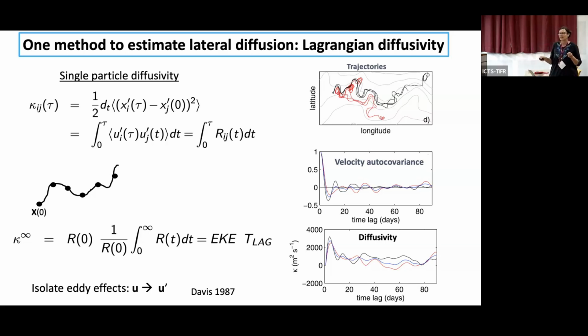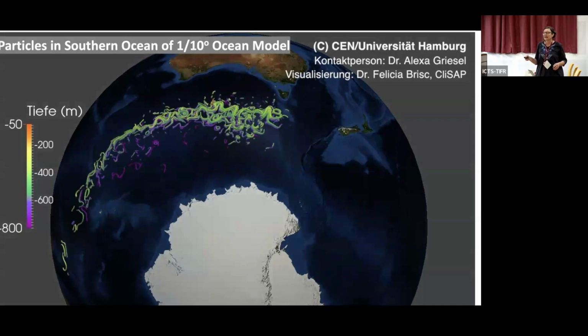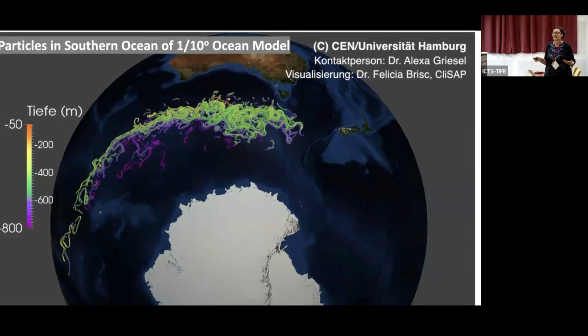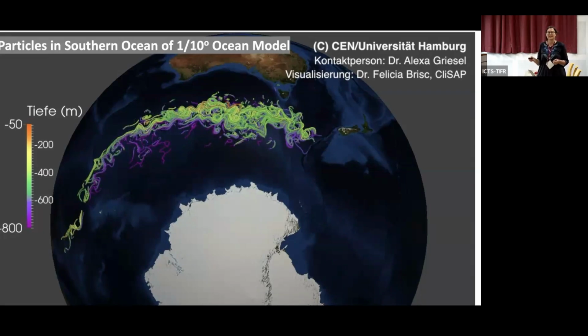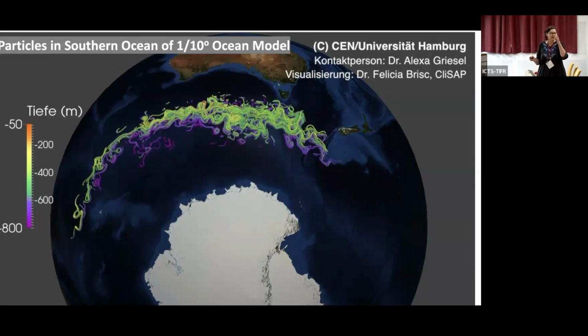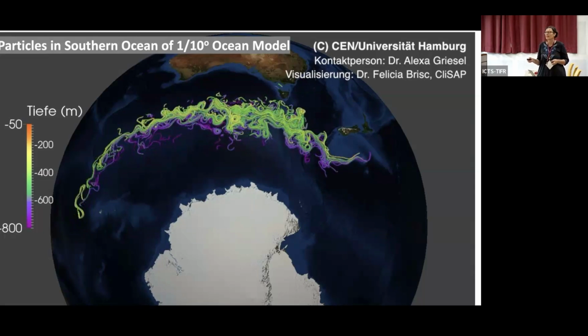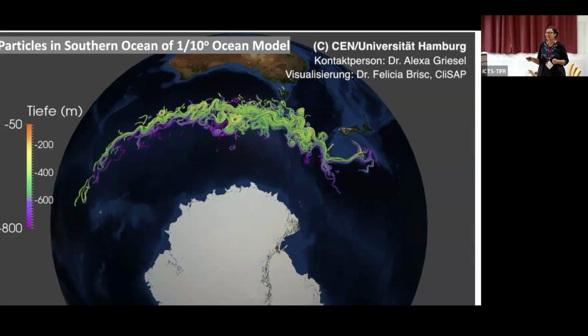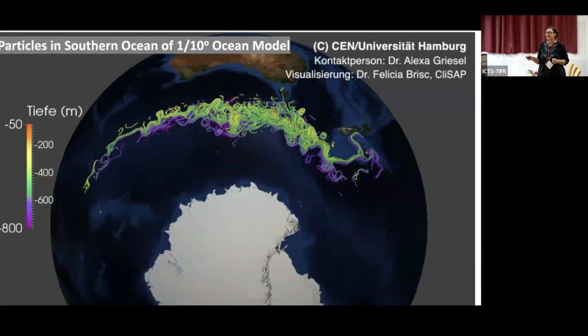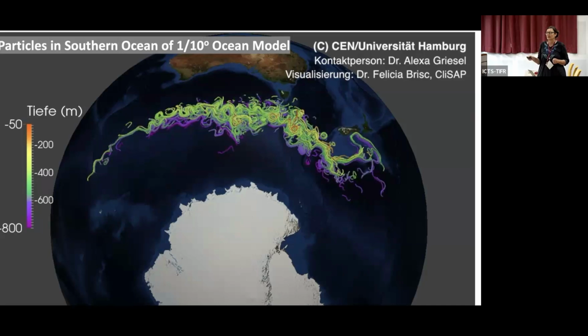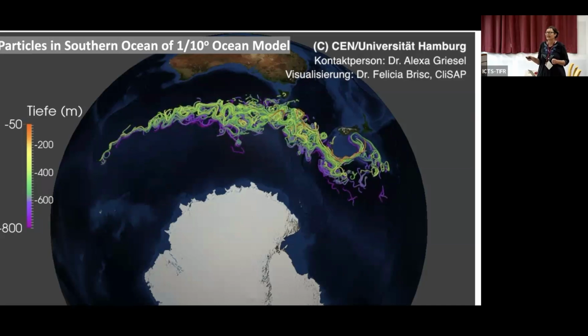You can also write this diffusivity as a product of the eddy kinetic energy and a Lagrangian time scale. This is the integral of the normalized velocity autocovariance, so it's also called the Lagrangian integral timescale. Now here we have some examples of trajectories in the Southern Ocean. Millions of trajectories were deployed in the whole ocean of a global eddy resolving model. Here you see a few trajectories at different depths south of Australia. You see the eddies, and there's also some topographic steering going on.